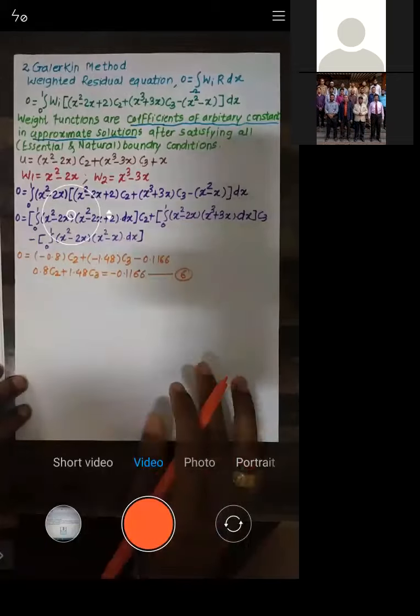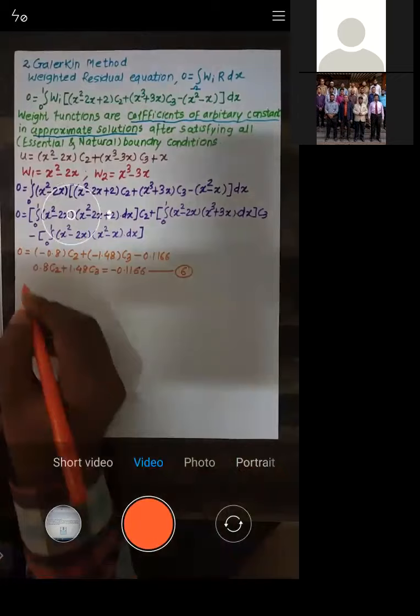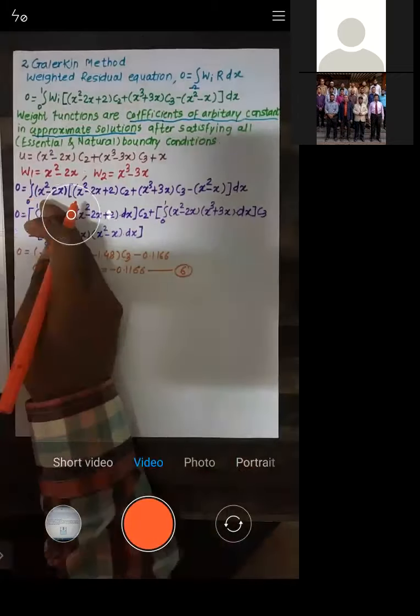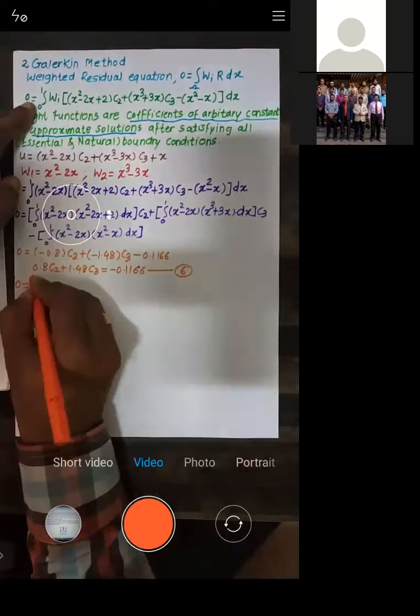Now we need to put the second weight function. So in this equation I'll put the second weight function: 0 is equal to integration 0 to 1, with only the second weight function.